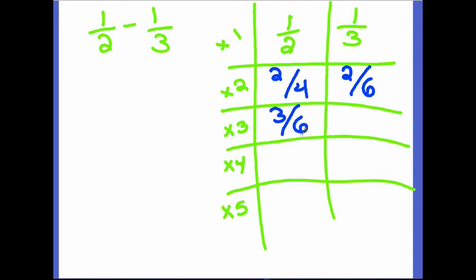Then what? Then you take the 2 times 3, which is 6. Okay, the 2 times 3 is 6. Now what do I do? No, on the 1/3. On the 1/3? Take the 1 times 3, and that equals 3. Okay, 1 times 3 is 3. And then 3 times 3 equals 9.